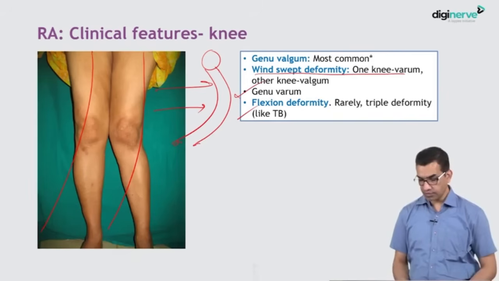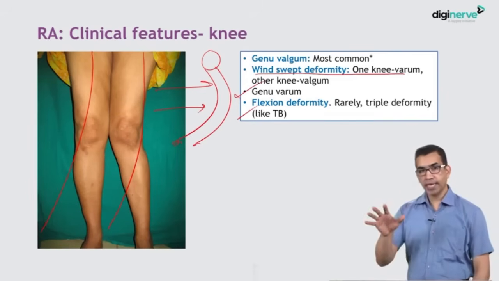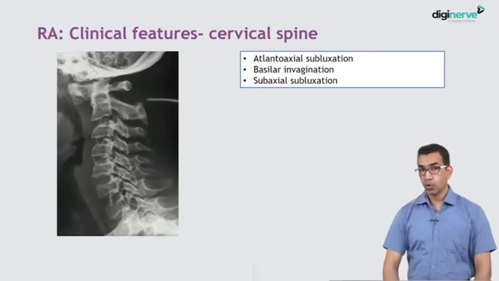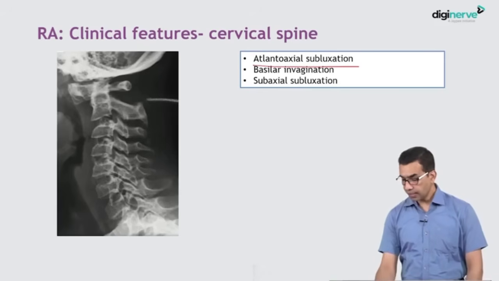This is again, you can see a genu valgum deformity. So hand, foot, knee, cervical spine, all the joints can be involved. You can have arthritis in the shoulder, in the elbow, in the hip joint, and so on and so forth. But the typically involved are the hand, the knee joint, foot and ankle area, and then the C-spine. What can happen to the C-spine?